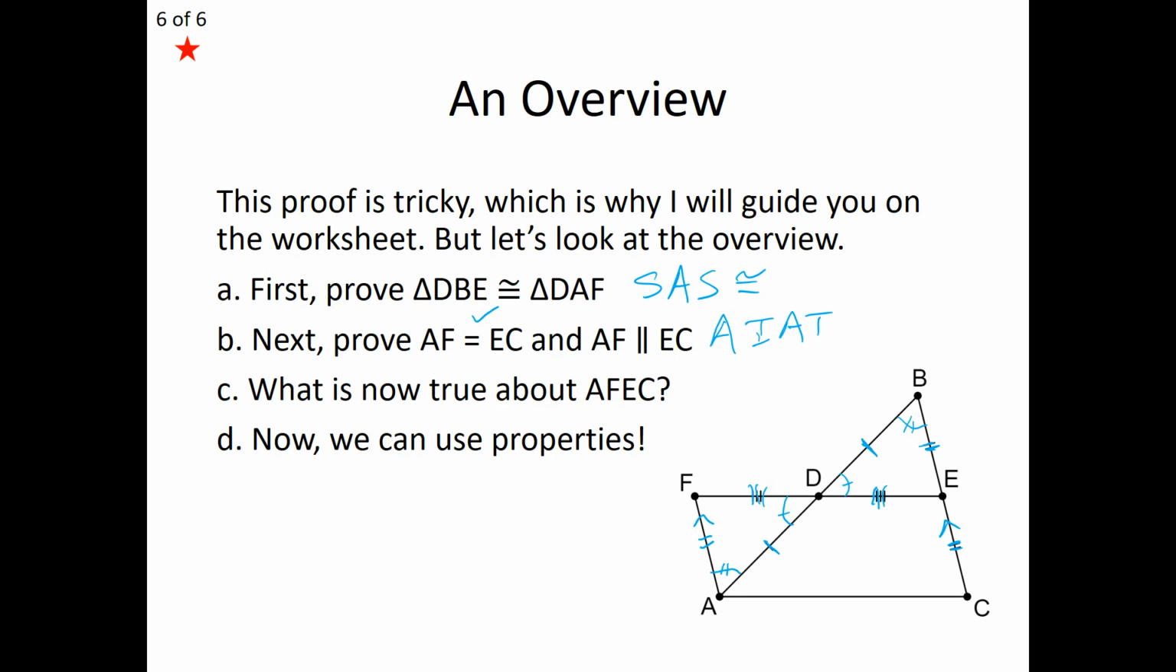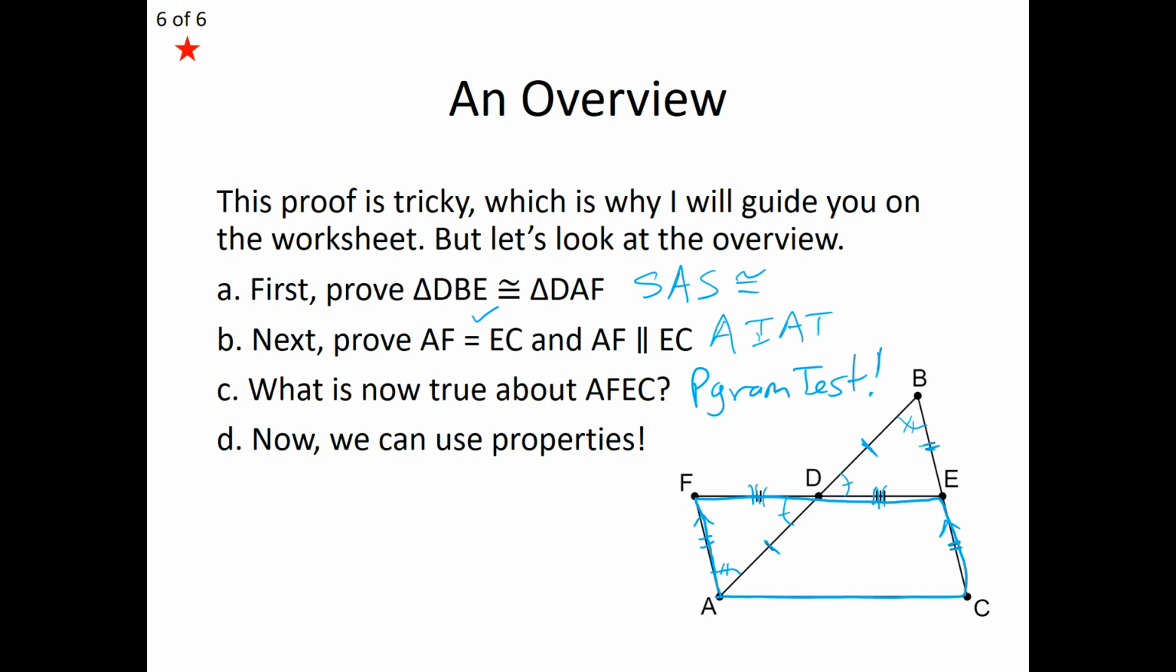Now, why is that important to us? Because there's something special about this quadrilateral AFEC. That quadrilateral has a pair of opposite sides that are equal and parallel to each other. What now is true about that quadrilateral? It is a parallelogram. We did prove that. This is one of the parallelogram tests. So we know that AFEC is actually a parallelogram.